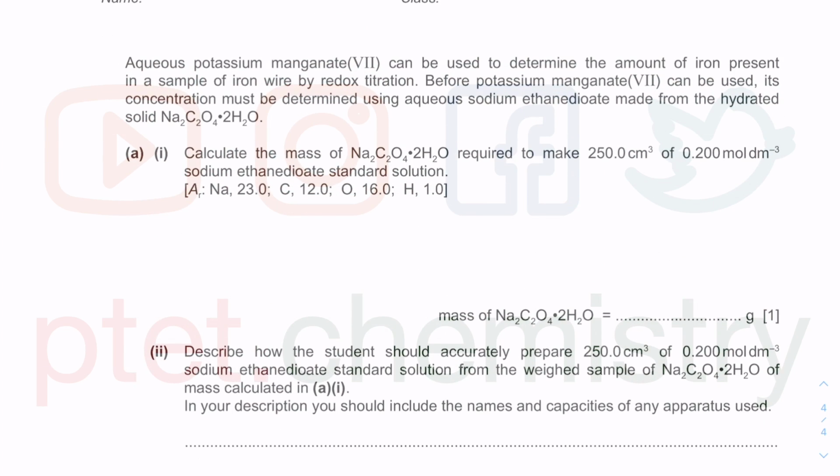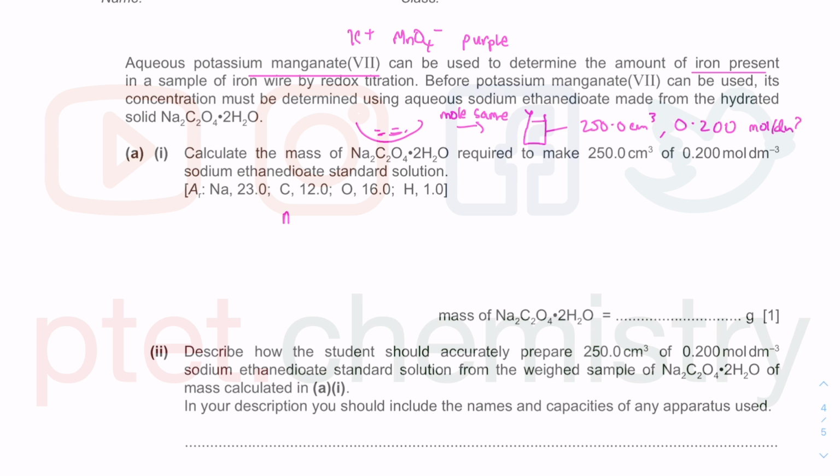Next question. So we have potassium manganate(VII). You have seen this in the alternative to practical paper, K+ and MnO4-. This is manganate(VII), purple in color. You want to determine the amount of iron present. But here you have the mass of this solid, and you are making up to 250.0 cm³ of this 0.200 mol per dm³ solution. The mole is the same because all the solid goes into the solution. So the mole of the solid is equal to the mole of the solution.